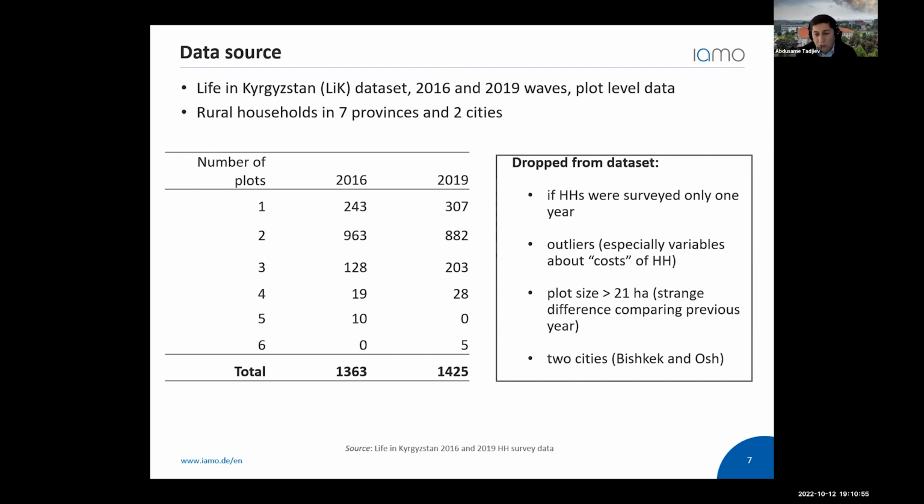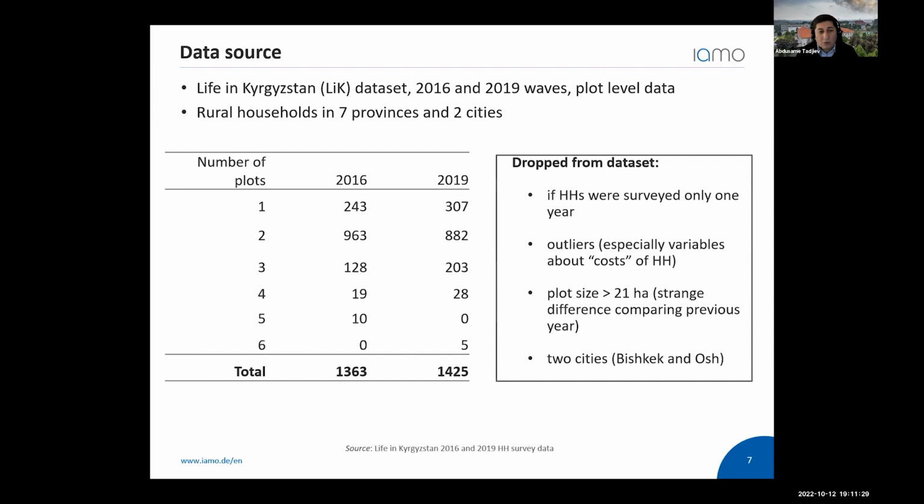We also found some outliers in variables, especially variables related to input costs, and therefore we decided to drop the outliers as well. We also found some differences comparing 2016 and 2019 in plot size, and therefore we also dropped some observations.